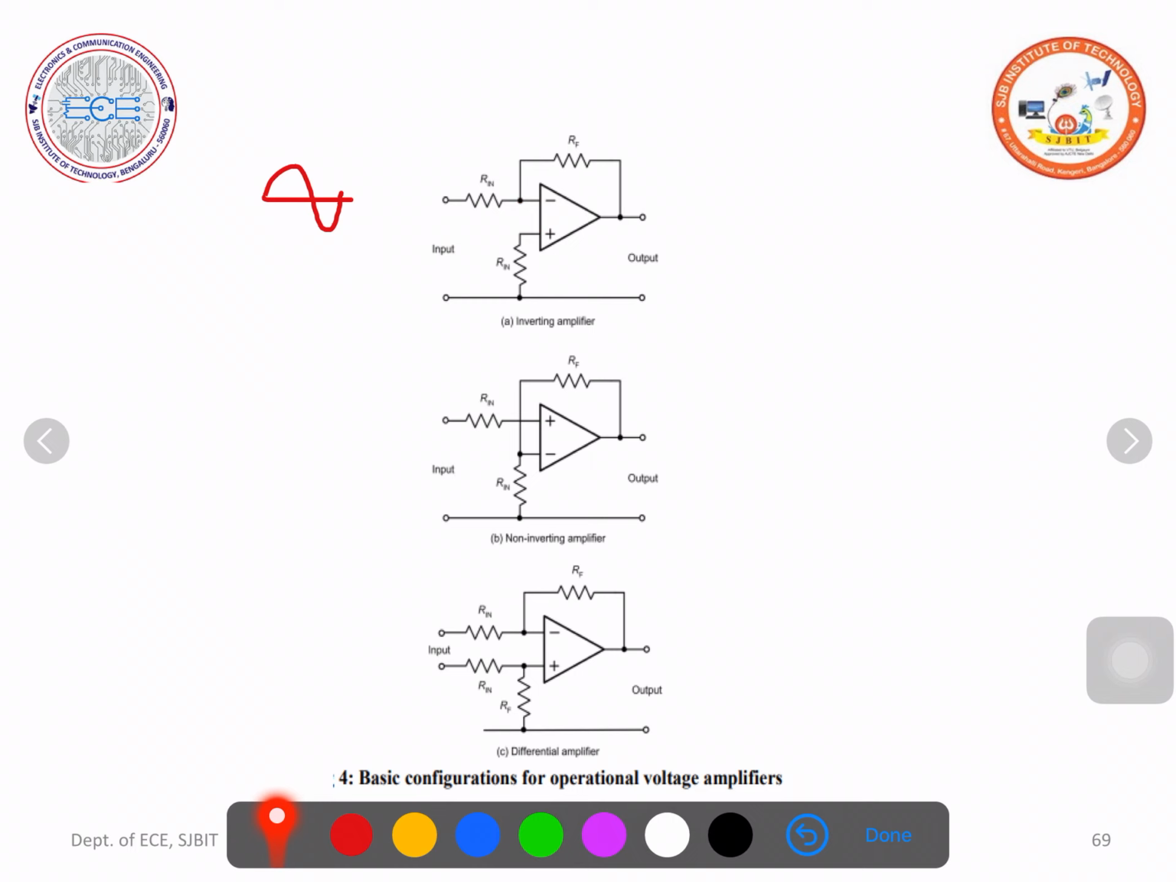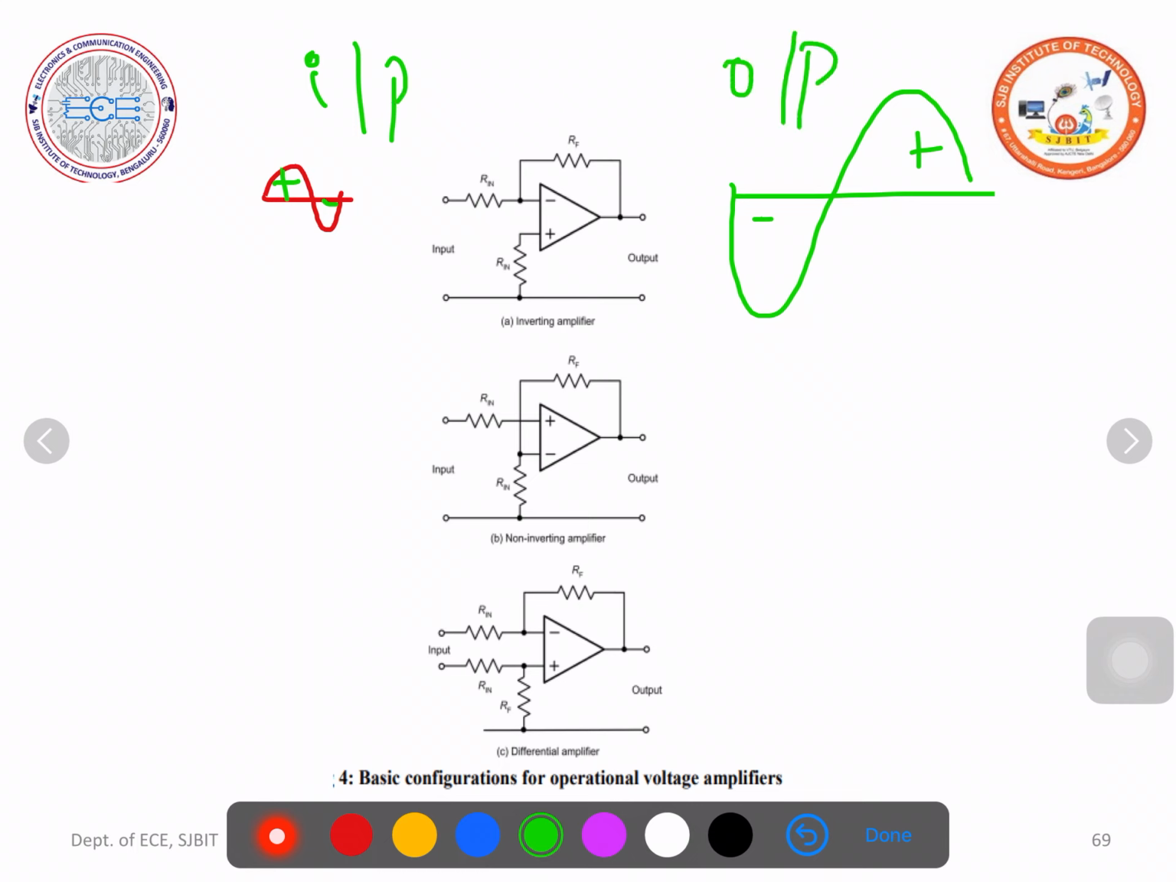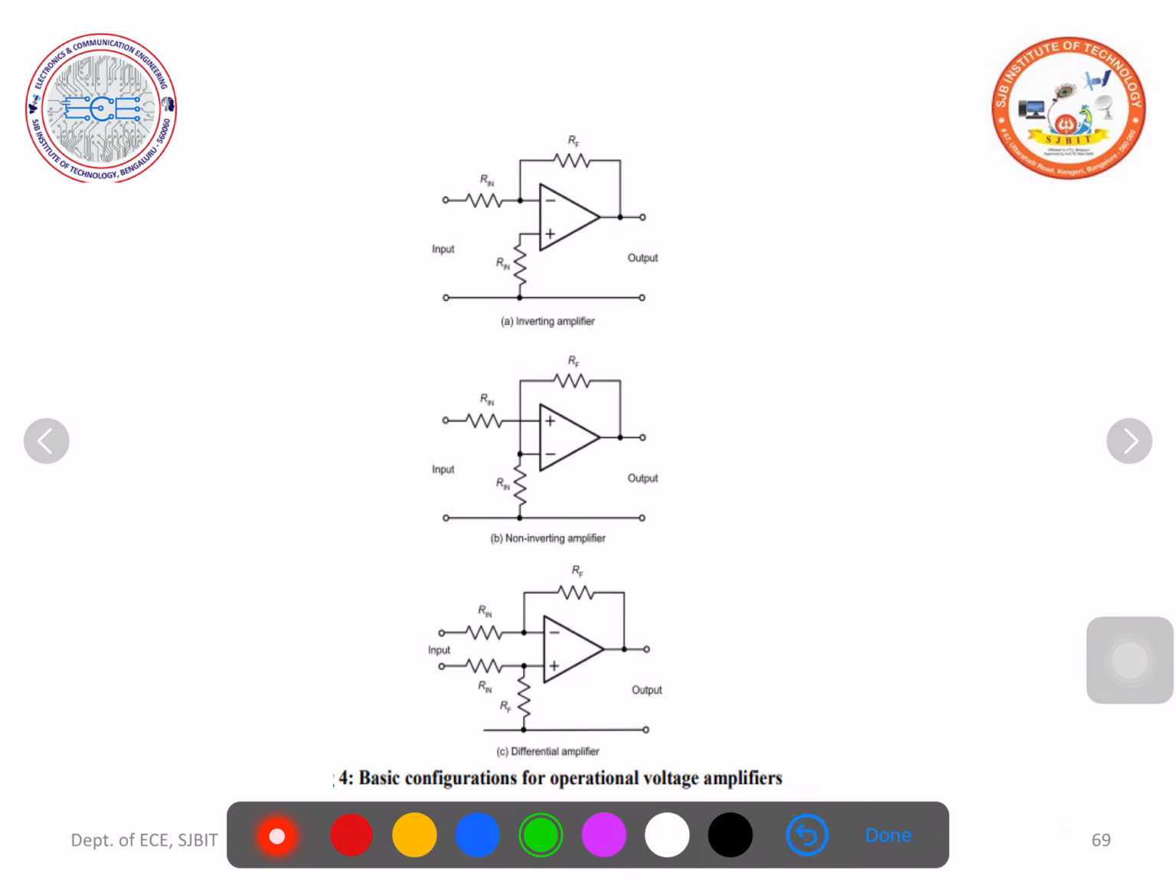As the input is applied to the inverting input terminal, the output we can expect is amplified but inverted. This was the input. The output waveform looks like this. So whatever you apply at the input terminal, it gets inverted and also amplified. So remember, in the inverting amplifier, the input is always applied to the inverting input terminal. The non-inverting terminal is grounded, and feedback is applied through a feedback resistance.